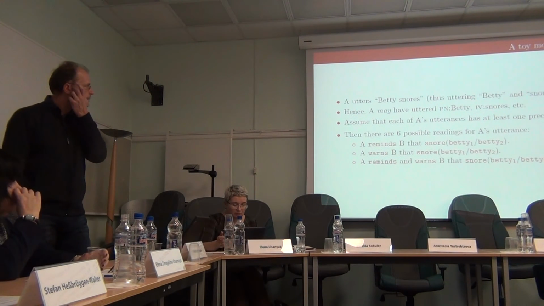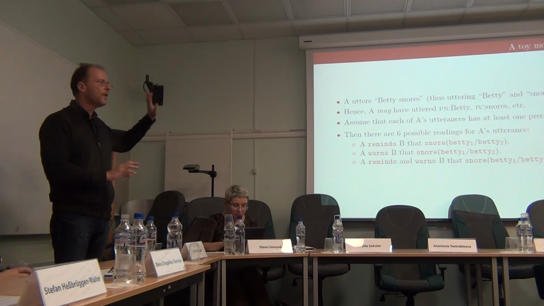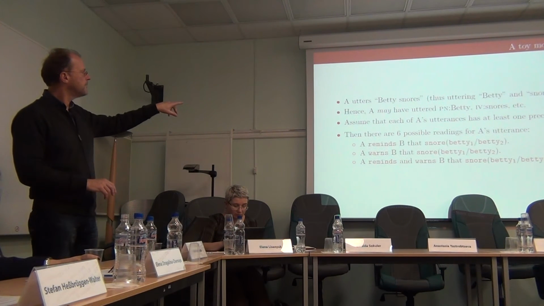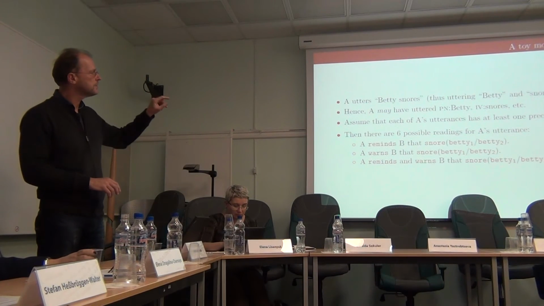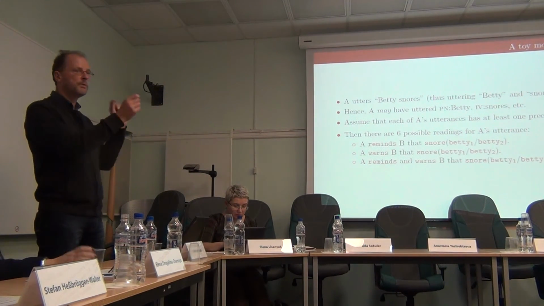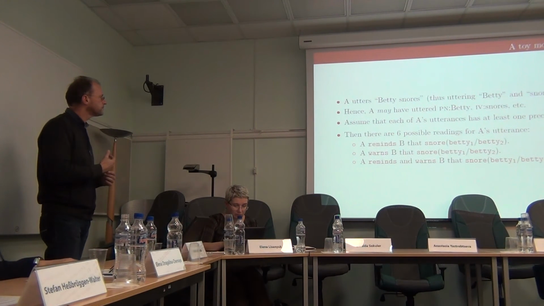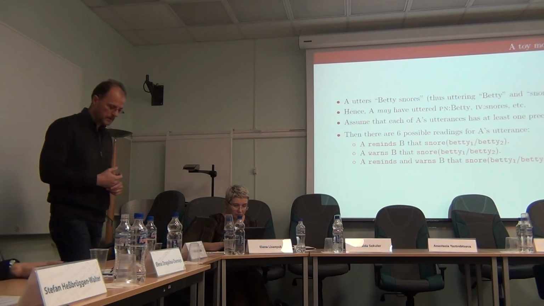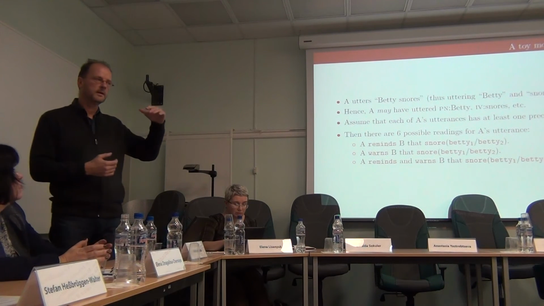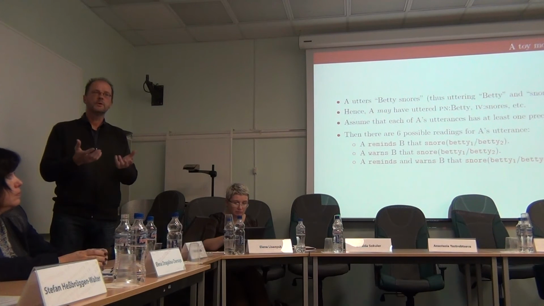That means that you get 6 possible readings for this utterance, if you only take into account the precedents that I had shown. So for instance, A may be reminding B that Betty 1 snores, or that Betty 2 snores. It may be a warning, or it may be both. So you get 6 possible readings. And this is just to illustrate that if you do things in remotely this type of way, you get massive ambiguity.